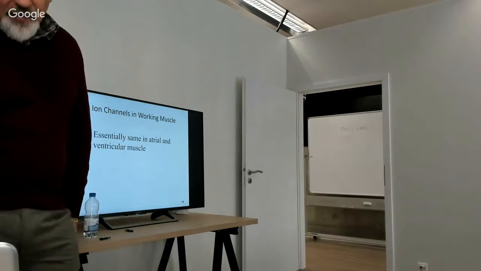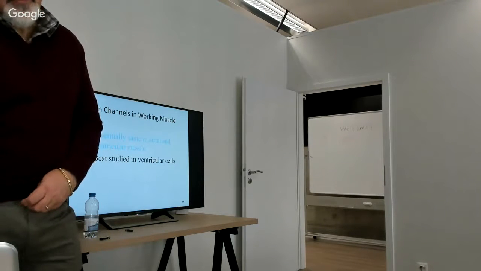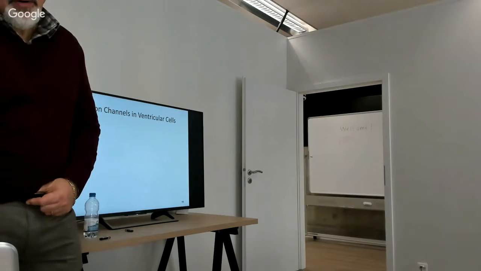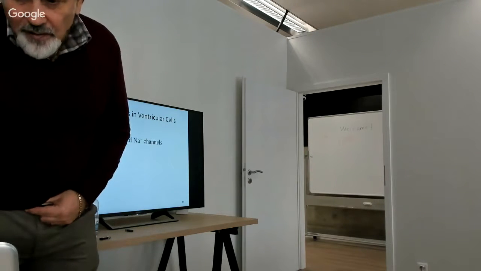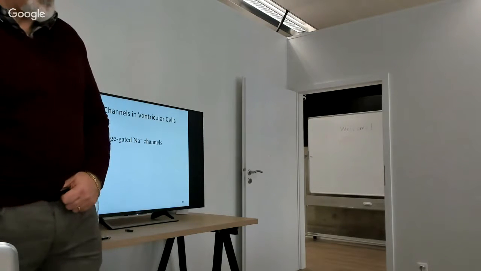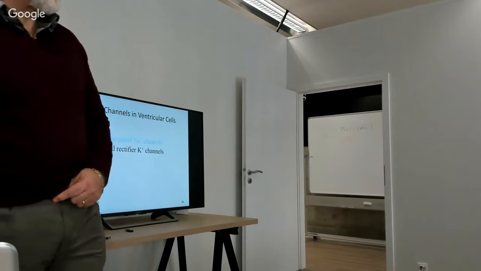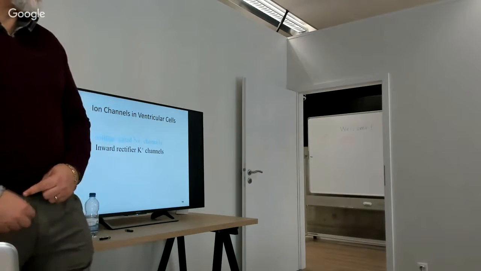So I say that the channels in the atrial and the ventricular muscle are very similar. The best studied are those in the ventricle, so we'll concentrate on the ventricle. We have voltage-gated sodium channels that open in phase 0. We have an inward rectifier potassium channel that is open at rest and closes during the plateau.